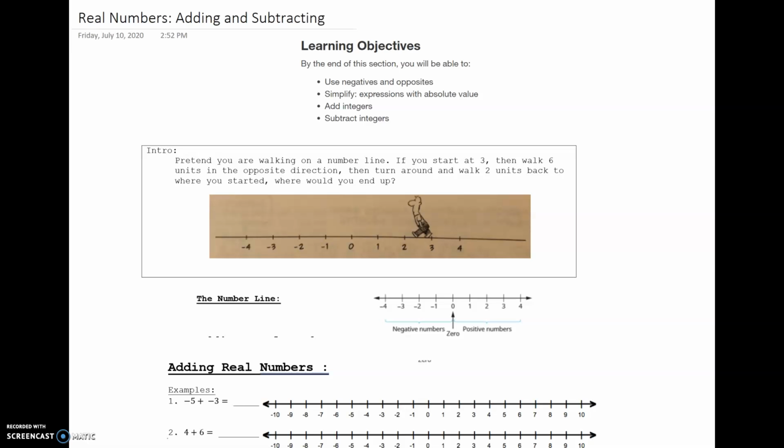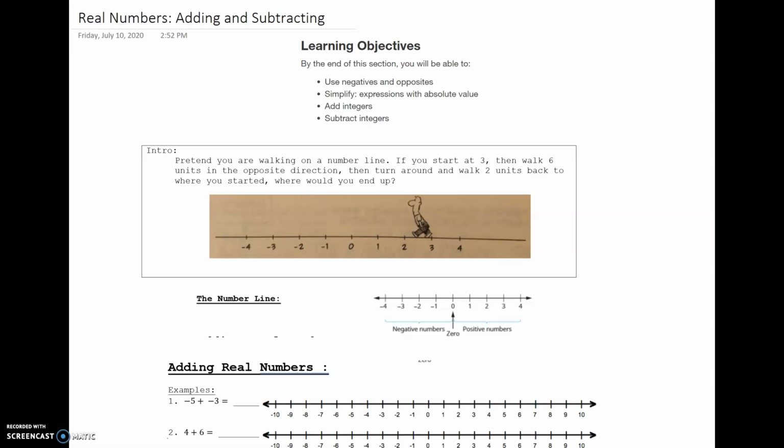Hi everybody, and today we're going to be talking about adding and subtracting real numbers. We're going to talk specifically about conceptually how we're able to do that. And so we're going to introduce the number line in order for us to truly understand how to do this.